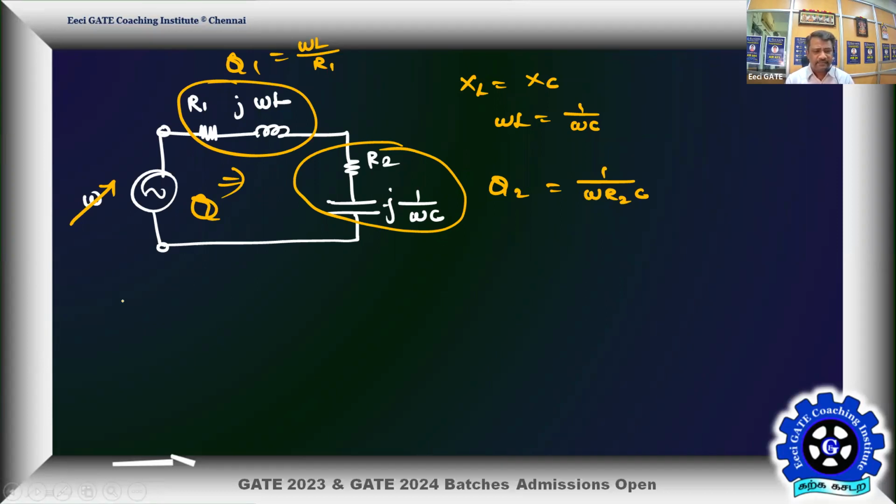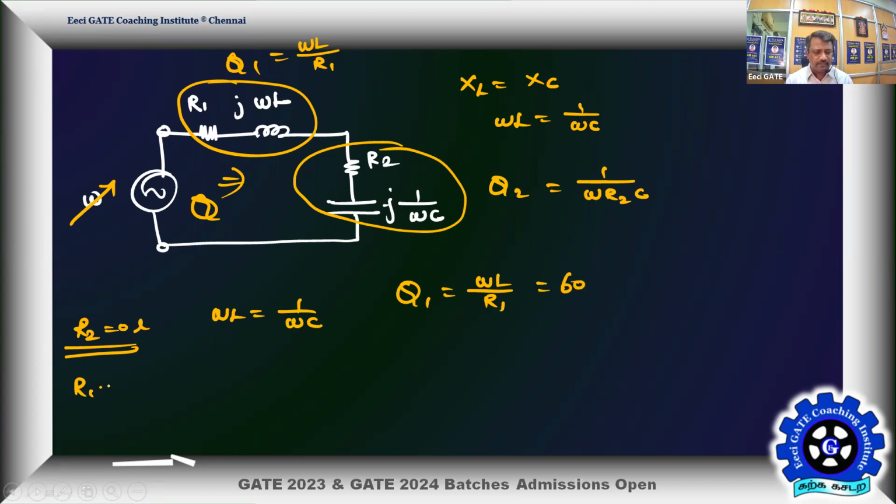Another easy way is, suppose you make R2 equal to 0 in the given circuit, then at the same frequency you can also confirm. That's a small verification. If R2 is made 0, again omega L is equal to 1 by omega C. That is going to make Q1 equal to omega L by R1. Okay, that's confirming the number 60, omega L by R1.